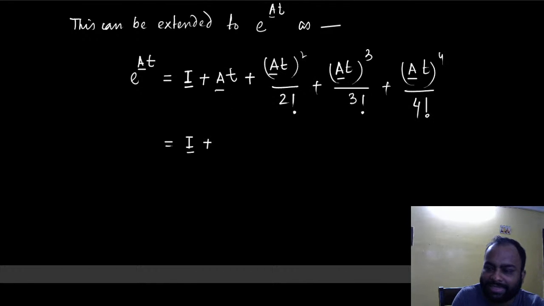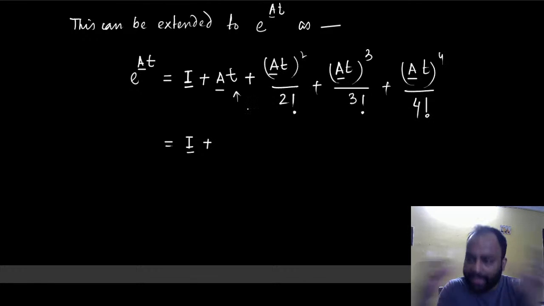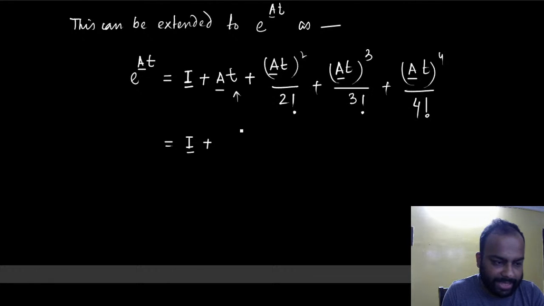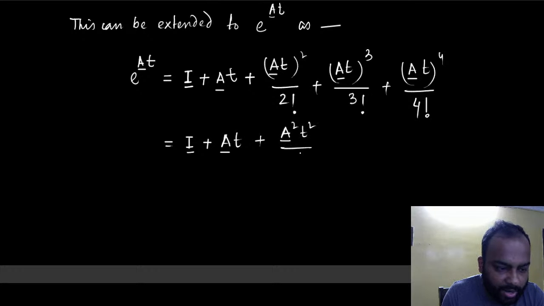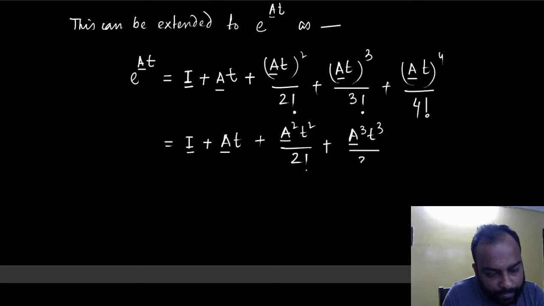Now, what is A matrix times T? You know how to multiply something with a scalar quantity, right? For the matrix, this is a scalar quantity, so all the elements of the matrix get multiplied with that. So maybe A is a 3 by 3 matrix, so all the 9 elements would get multiplied by T. So that's just A multiplied by T. And similarly that's just A square multiplied by T square, and that's just A cube multiplied by T cube, and so on. Who wants to write all these?